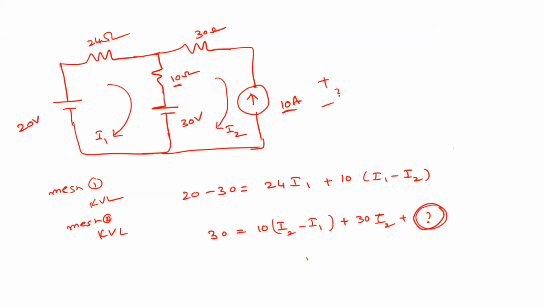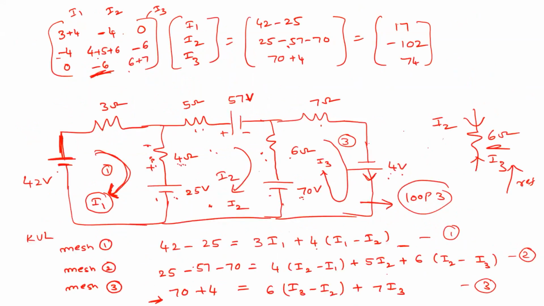Here you cannot find the voltage across this current source because we are applying KVL. If it is KCL, that's fine. But if you notice the circuit, what is I2? Plus 10 or minus 10? The current is in the opposite direction, so 10 amperes is flowing through this 30 ohm resistor also. Agree?